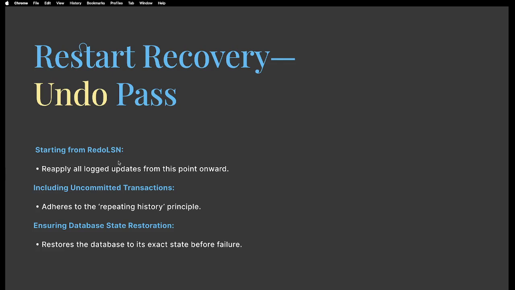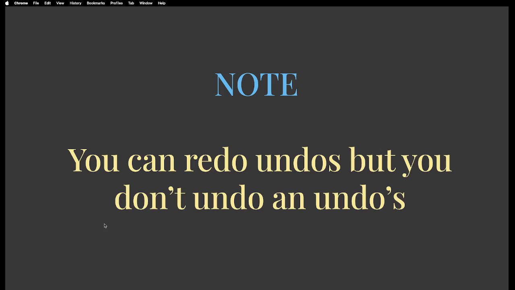In the undo section, the undo pass addresses the uncommitted transactions by processing the log records backward, undoing each action, right? As it undoes the operations, ARIES writes CLRs, which help manage the undo process efficiently. We use the undo next LSN in the CLR, and it ensures that if recovery is interrupted, ARIES can resume undoing from where it left off without any inconsistency. So this is how it works. One thing to remember is you can redo undos, but you cannot undo undos, right?